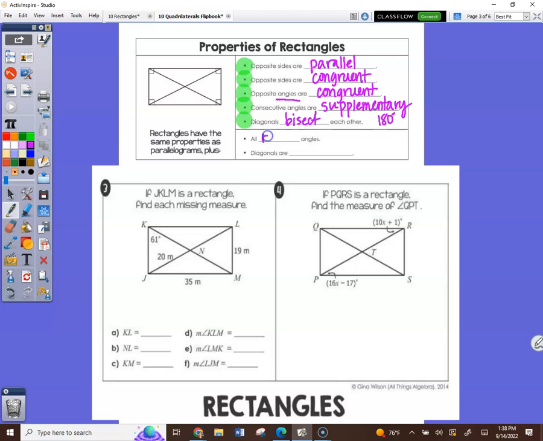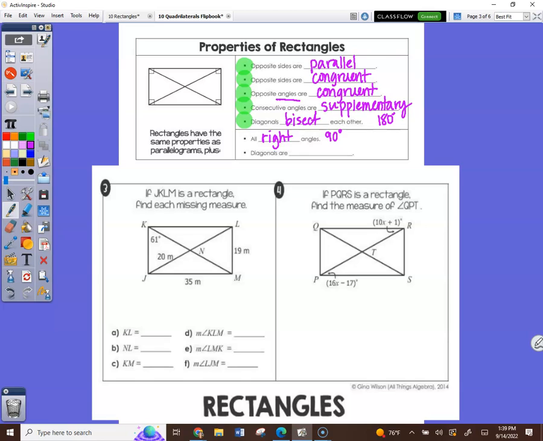Very good. They are all right angles. Now, be specific. That means they are what? 90 degrees. So when we say opposite angles are congruent, well, yeah, but in fact, in a rectangle, all angles are congruent because they're all 90.